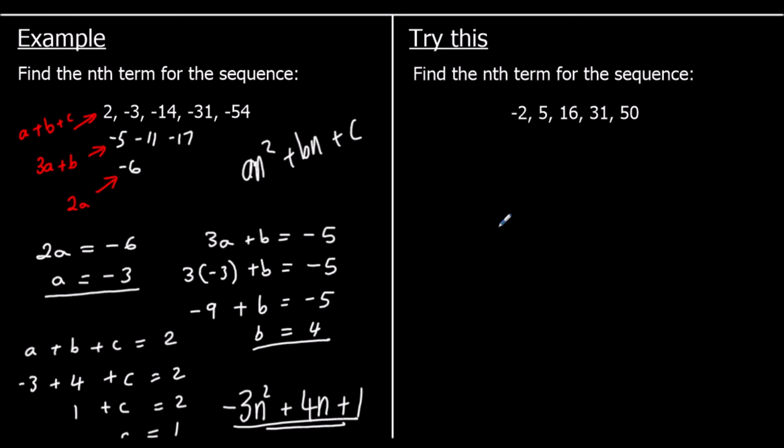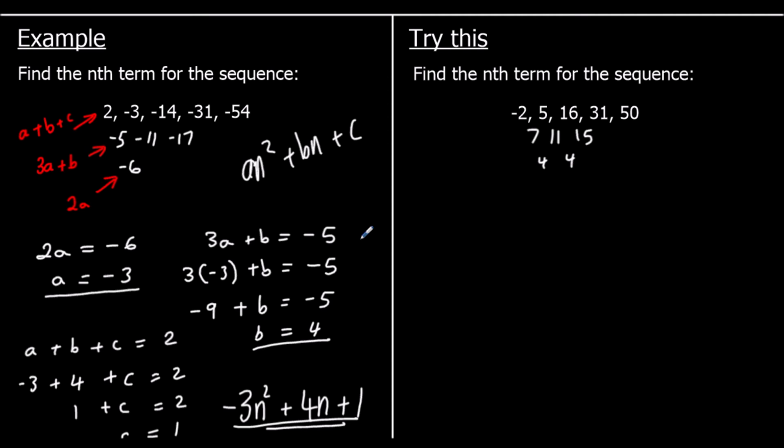Okay, one for you to try. So give this one a go. So let's work out the differences. Negative 2 to 5 is 7. 5 to 16 is 11. 16 to 31 is 15. The second differences are 4.